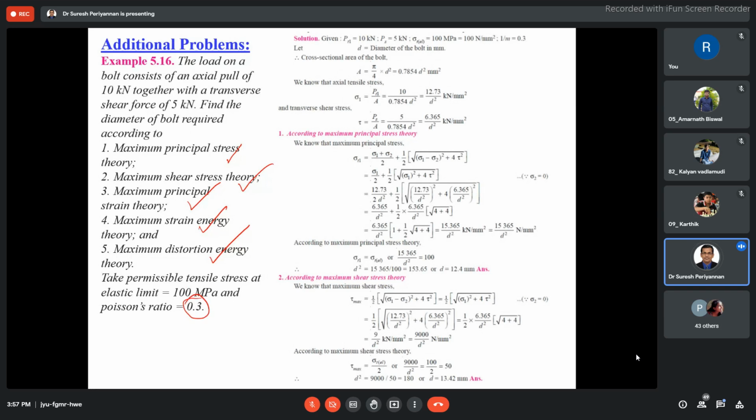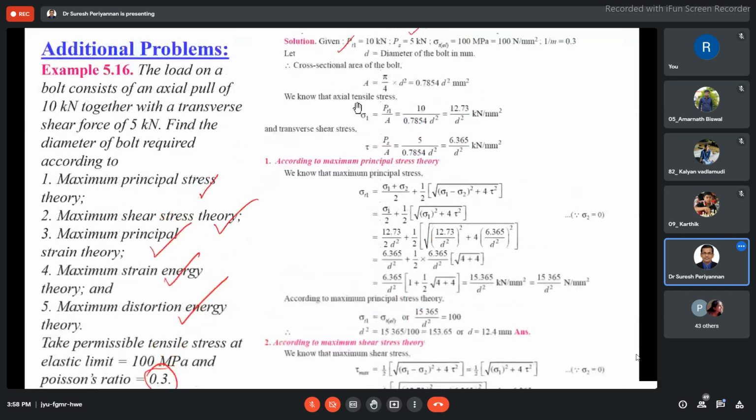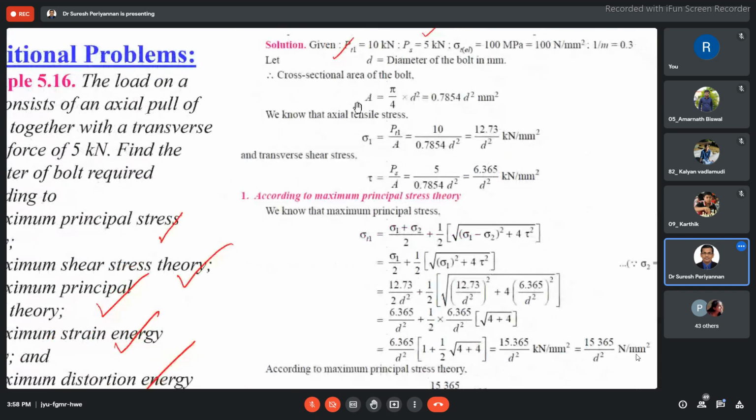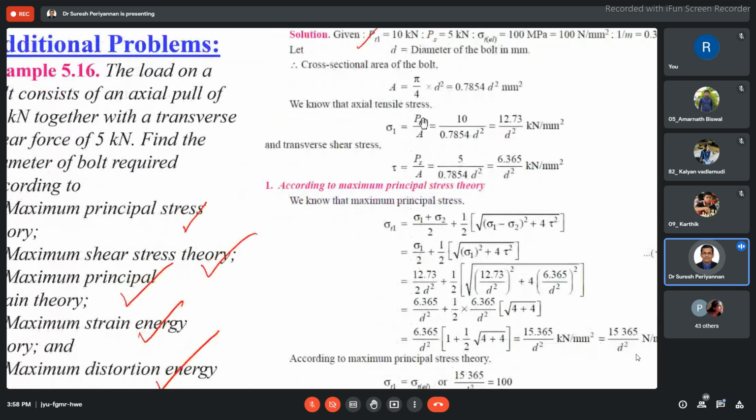Now come to this direct problem. See here, this is 10 kilonewton, the axial pull they have given. This is tensile, right? And 5 kilonewton is going to be in shear. This is shear, this is tensile. Now the diameter of the bolt is D, and the cross section of the bolt is pi by 4 D squared. Due to the axial force, we can find the direct tensile stress sigma 1 equal to P by A, which is 12.73 divided by D squared. Because our aim is to find the diameter of the bolt, we keep it in terms of diameter.